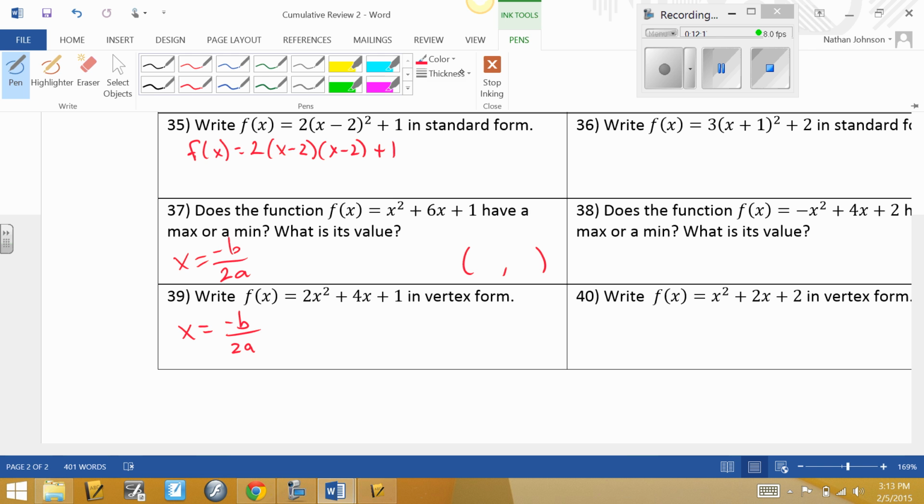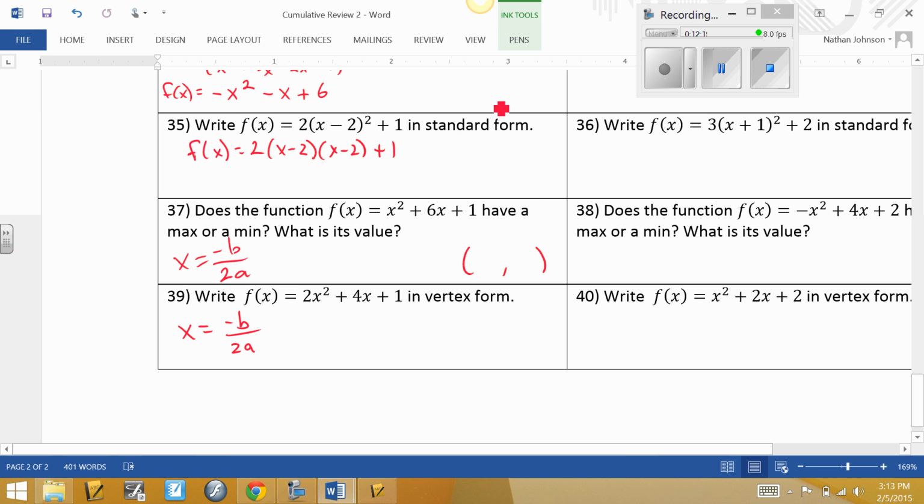All right, problem 35. We again need to distribute, and then after we're done distributing, we can multiply by 2 and then add 1. So I'm going to keep the 2 outside. Start distributing. x squared minus 2x minus 2x again, plus 4, and then I have a plus 1 right here. Now I just need to multiply that 2 through to everything, and I'll write my final function over here.